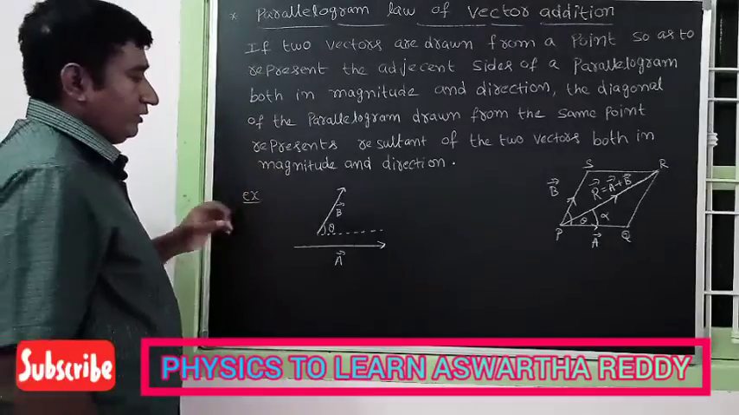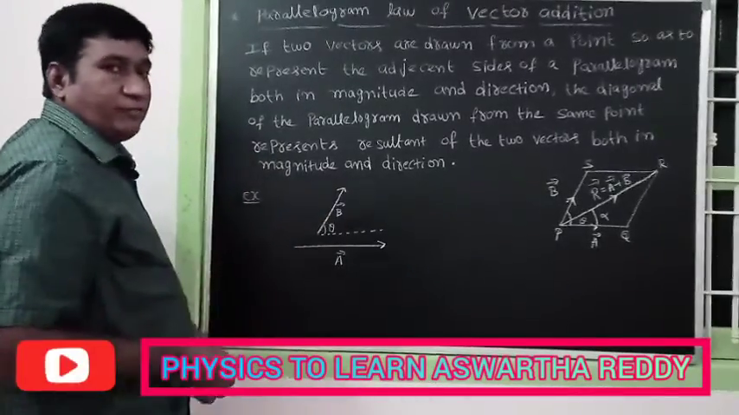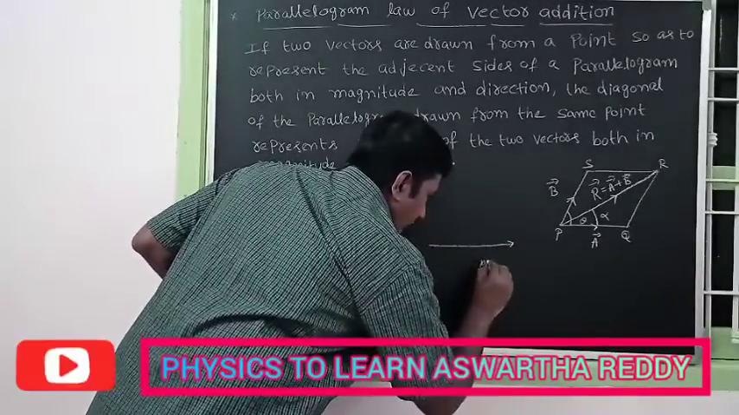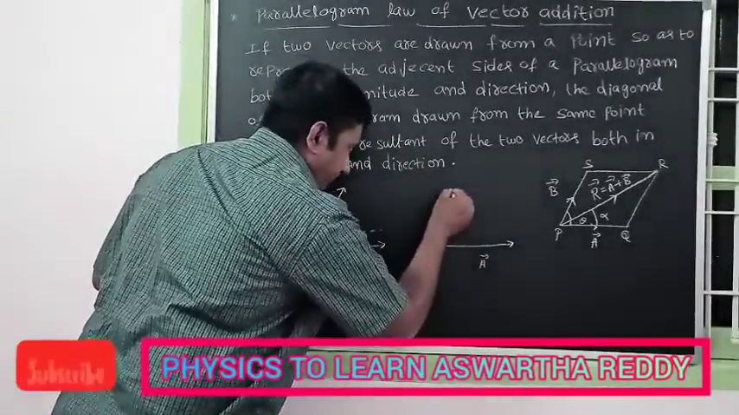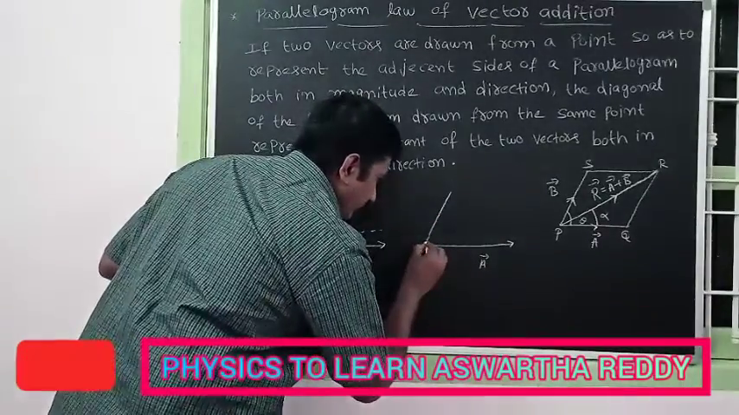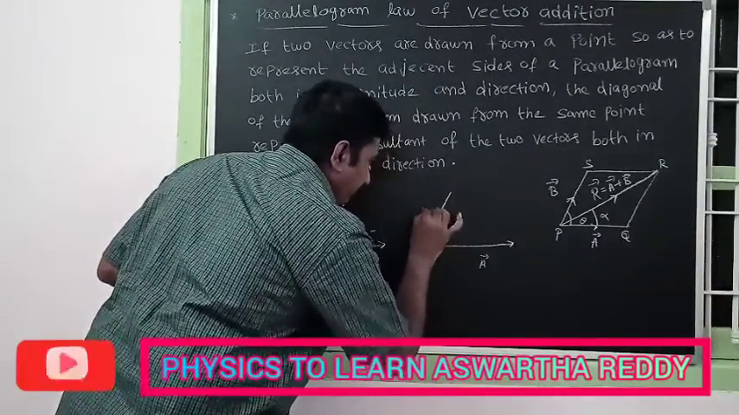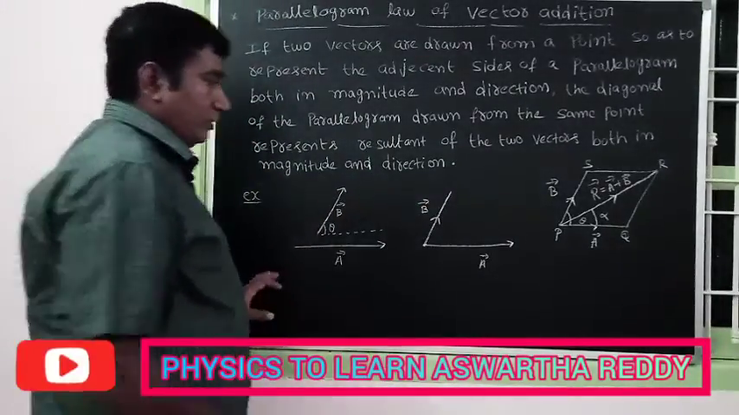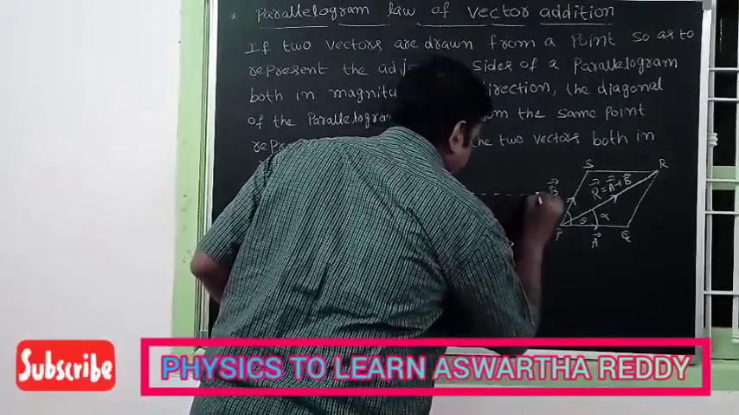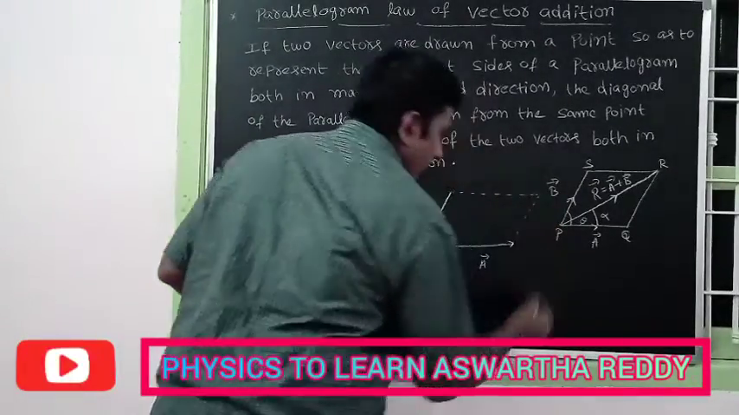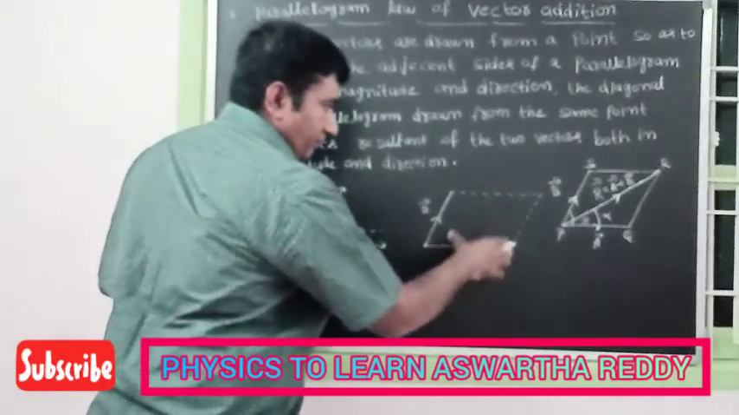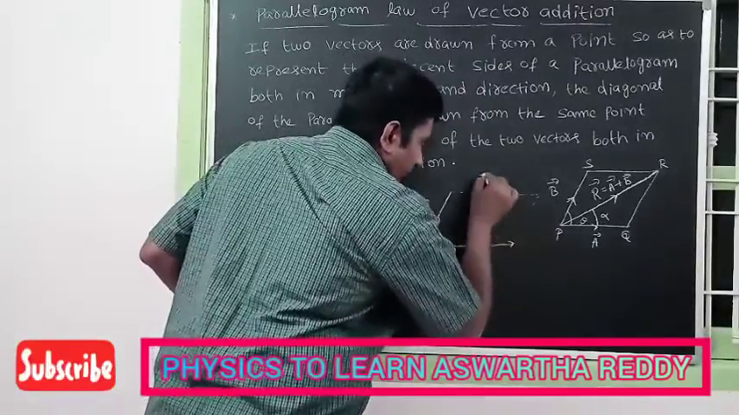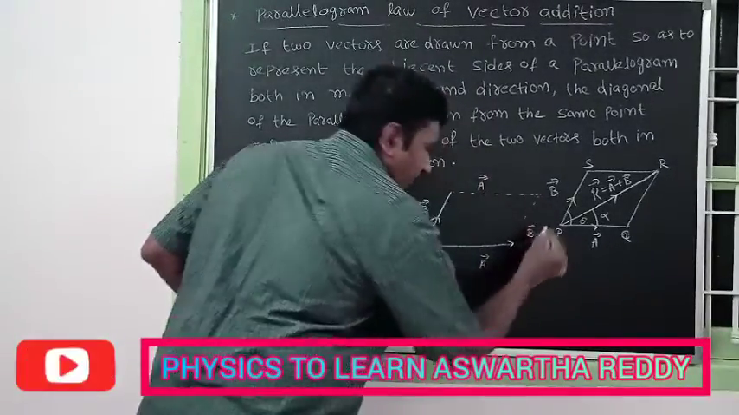Now I have to take these two as adjacent sides of a parallelogram. I can take it like this. This is the A vector from the common point, and this is the B vector. In order to form a parallelogram, what should we do? We have to assume like this. In mathematics also it has been drawn so: opposite sides are equal. If this is the A vector, this will be the A vector, and then this will be the B vector.